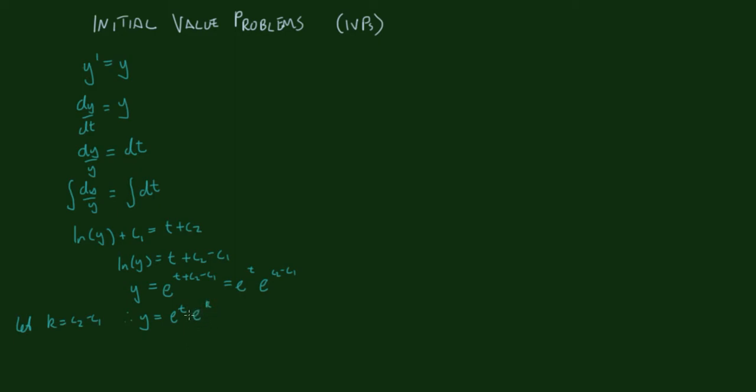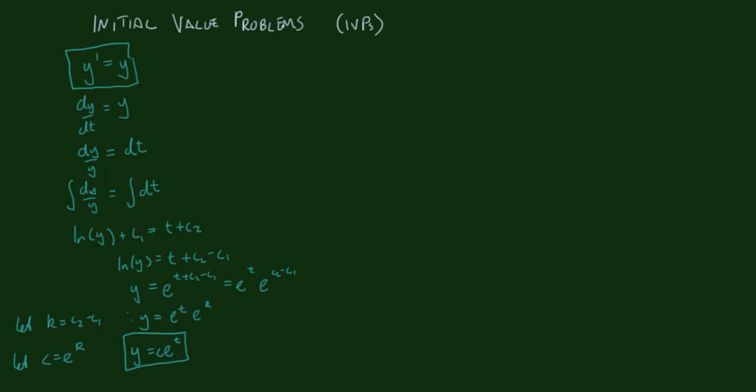Now because k is a constant, e to the k is also going to be a constant. So I'm also going to let c equal e to the k, and this gives us y equals e to the t times c. So this is the analytical solution of this ordinary differential equation up here. So that was quite a simple separable ODE, which we found the solution to via analytical methods.